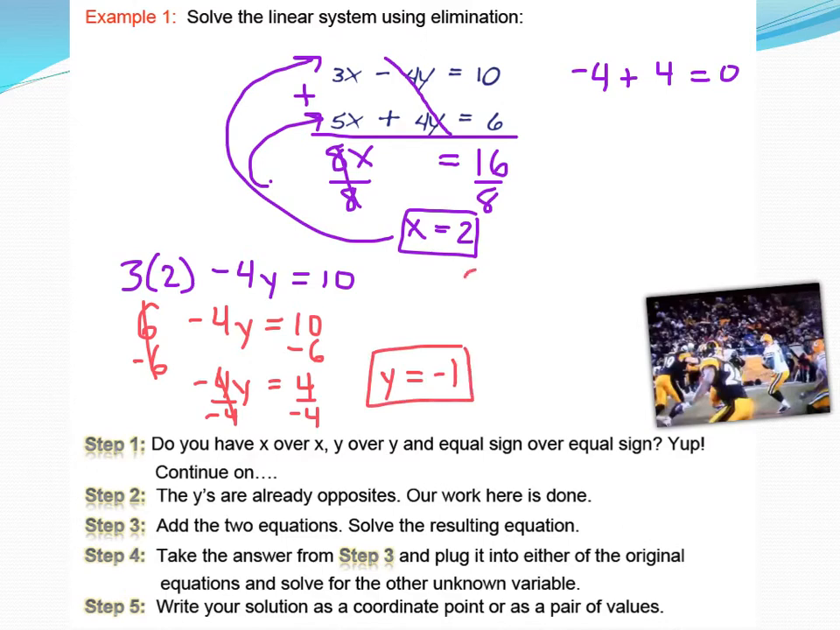Now the last thing I need to do is write my point. Remember, x comes first, so I have 2. Y is second, negative 1. Therefore, my solution is (2, negative 1). Again, if you don't believe me, you can check by plugging in your value of 2 and your value of negative 1 into both equations, and you'll see that it works.